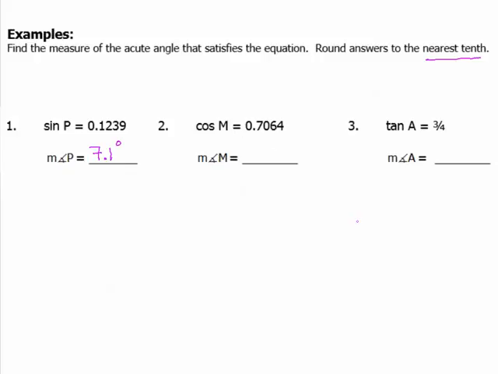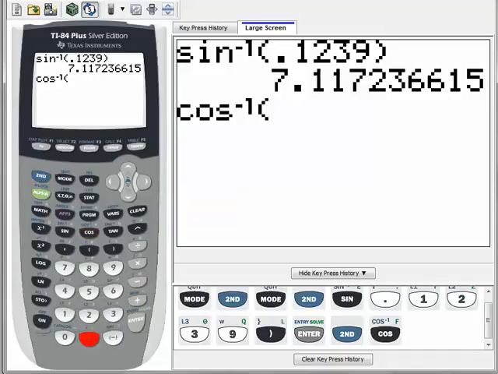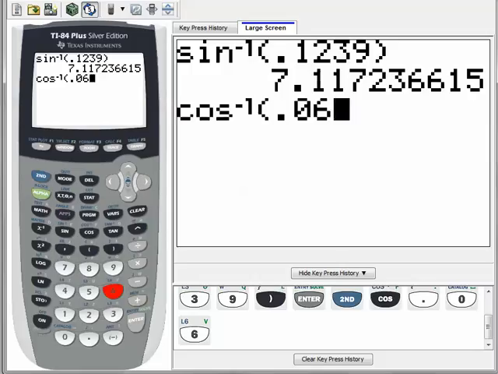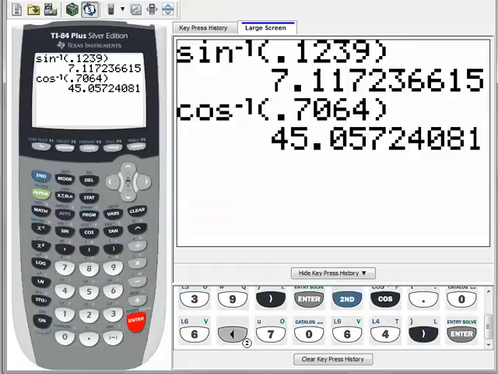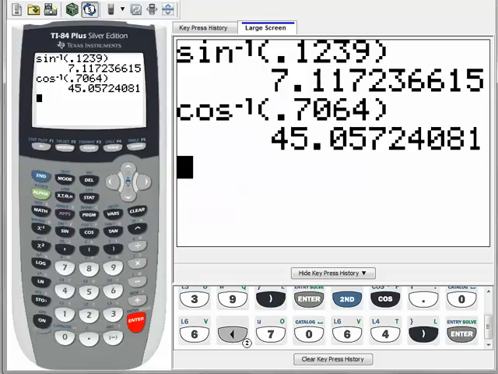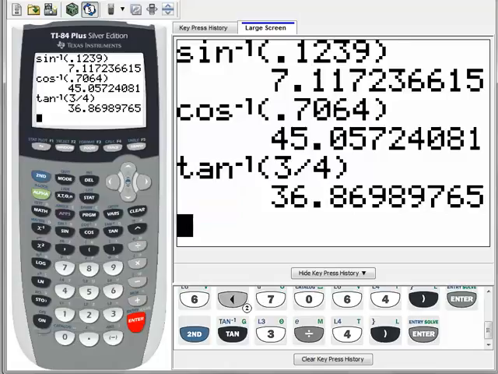It's kind of important to put the degree mark there. Next, I'm going to do cosine of 0.7064. So I hit second cosine of 0.7064. Close my parenthesis, and I get 45.1 degrees. Then I look at tangent of 3/4. So when I put that in my calculator, I'm going to hit the second key, then tangent of 3 divided by 4. And then I hit enter, and I get 36.9 degrees.